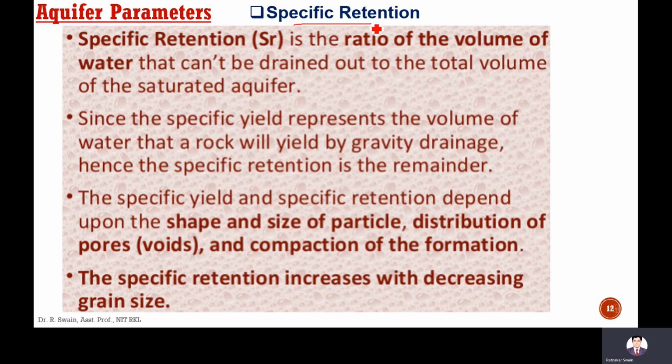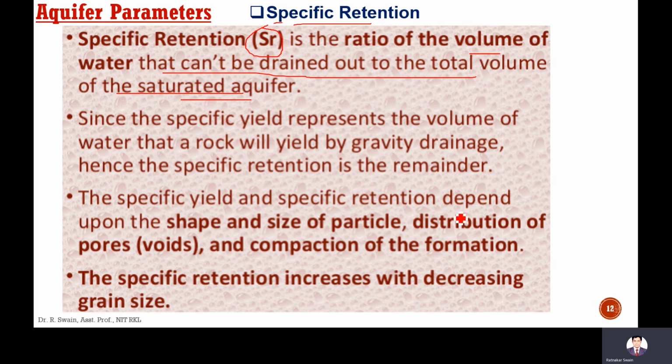Next is the specific retention. It is the ratio of the volume of water that can't be drained out to the total volume of the saturated aquifer. Since the specific yield represents the volume of water that a rock will yield by gravity drainage, the specific retention is the remainder. After extraction, whatever water remains in the aquifer, that water volume divided by the total aquifer volume is the specific retention.